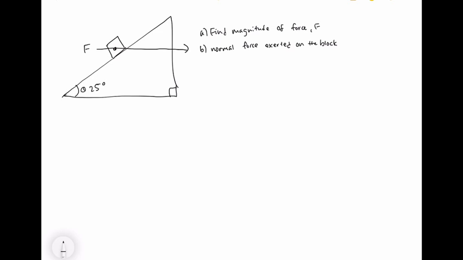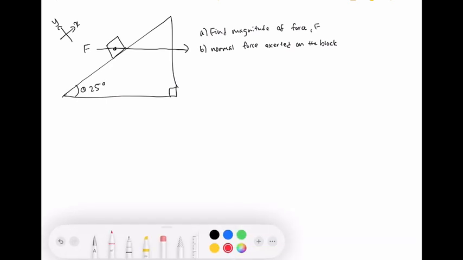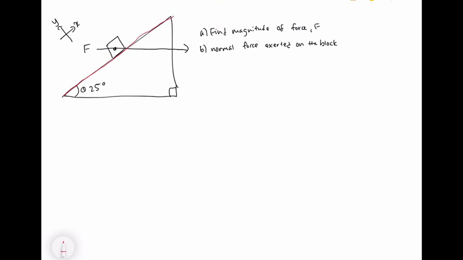The question is to find the magnitude of force F and also to find the normal force exerted on the block. To answer these kinds of questions, the first thing we need to do is determine what our axes are. Because the plane is slightly inclined, it's easier to redraw our x and y axes. This plane is your x-axis, whereas the plane like this is your y-axis. Hopefully you understand up until that.